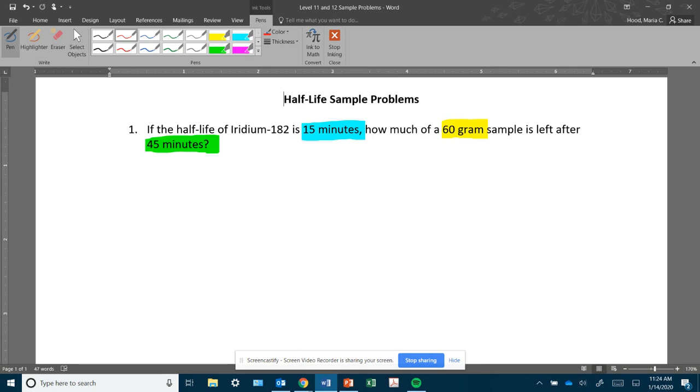So if I want to find out how much of a substance is left after a certain amount of time, I'll do two different steps. Step one, I'm going to take the total time, which in this case is 45 minutes, and divide it by the half-life of that substance.